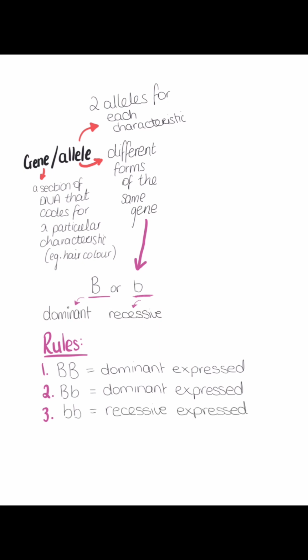What's important to note there is that if you have both a big and a small letter together, the big letter will always be expressed. So the dominant trait will always be expressed. And for a recessive trait to be expressed, you need to have 2 recessive alleles.